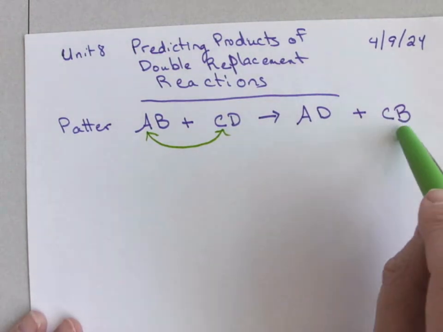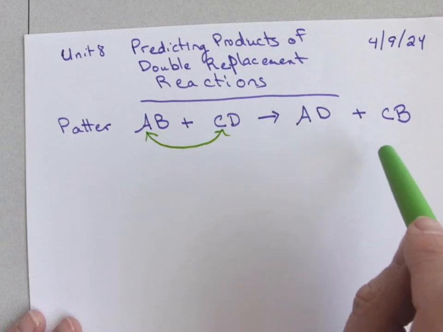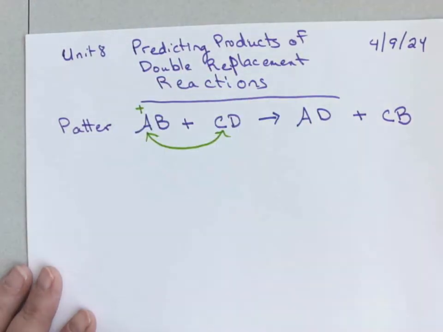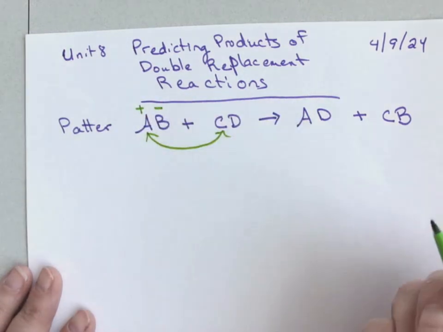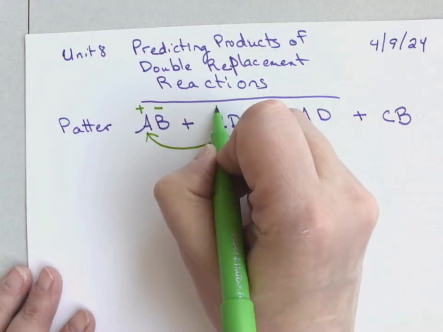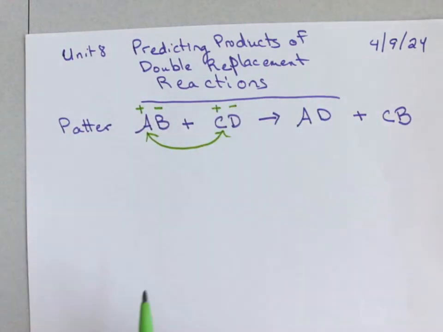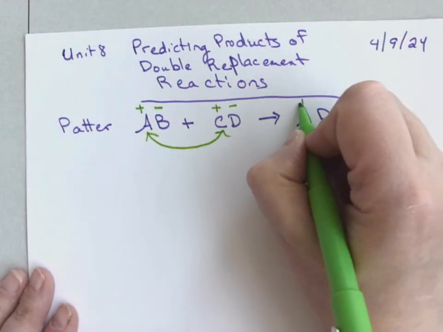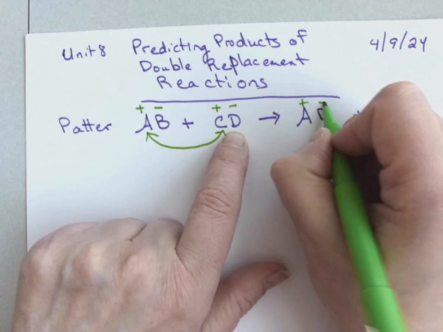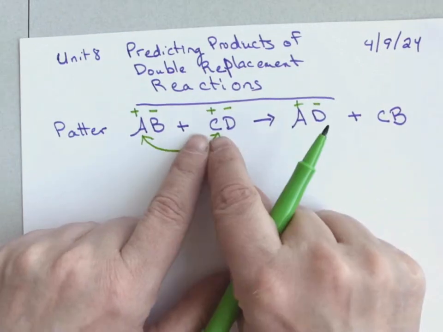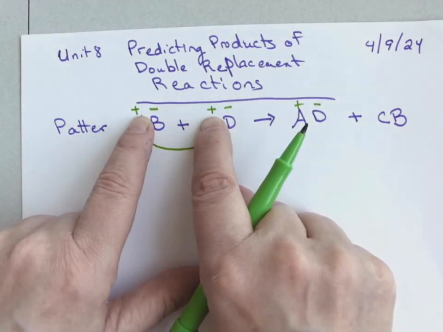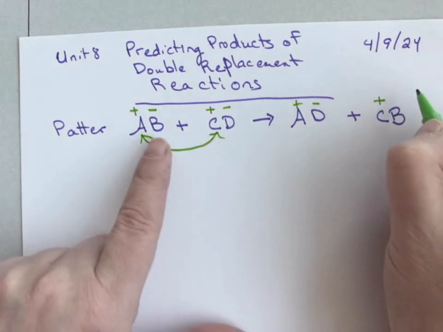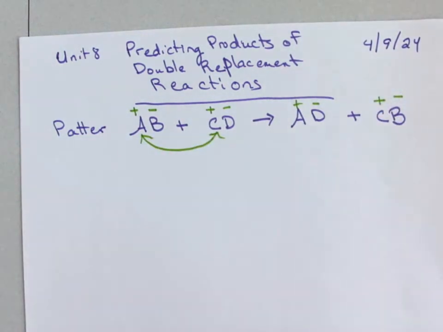Now, we don't write BC, we write CB because of the charges. So we know that the first element is always positive. The second element is always negative in ionic compounds. So A would be positive, so it's going to be attracted to D because D is negative. It won't be attracted to C because they'll repel each other because they're both positive. And then C is positive and B is negative.